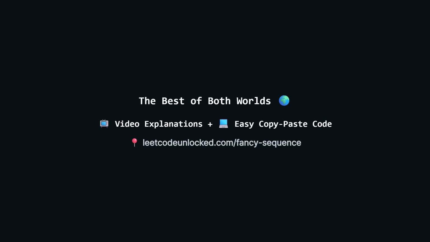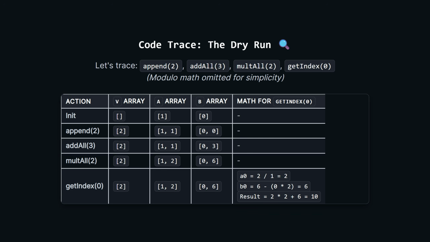Now getting back to the explanation. Code can be hard to visualize just by looking at it, so let's run a simple example through it. We start fresh. We append a 2, so our snapshots record an A of 1 and B of 0. Then we add 3, so our latest B becomes 3. Then we multiply by 2, so our latest A becomes 2, and B becomes 6.